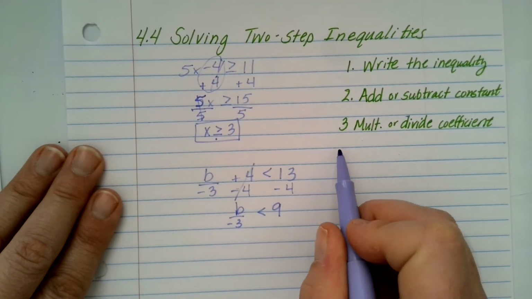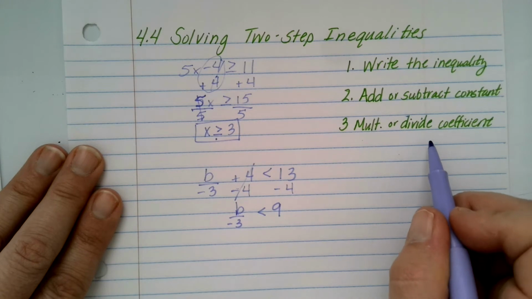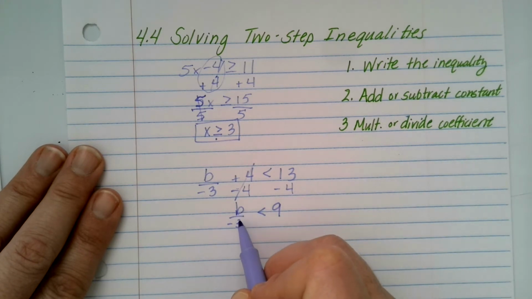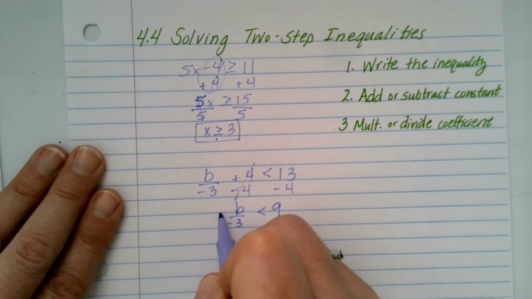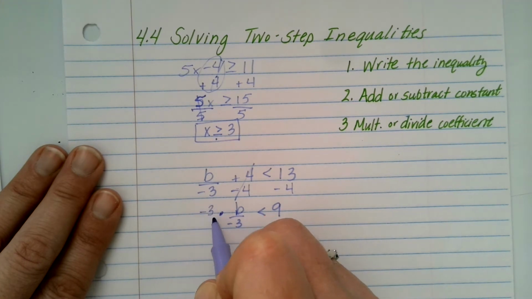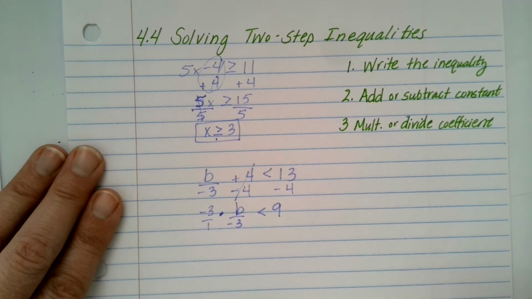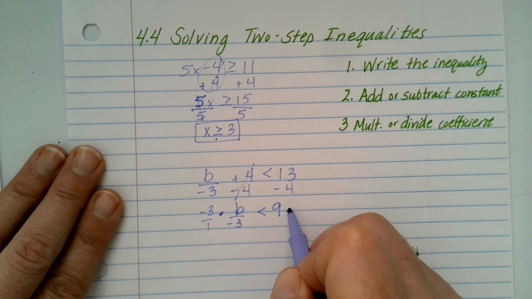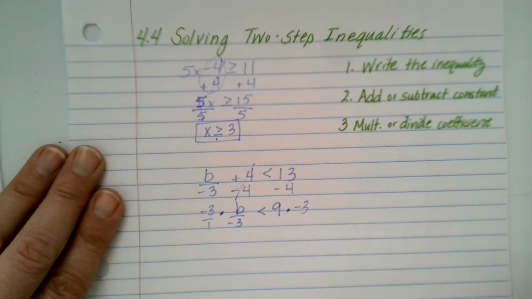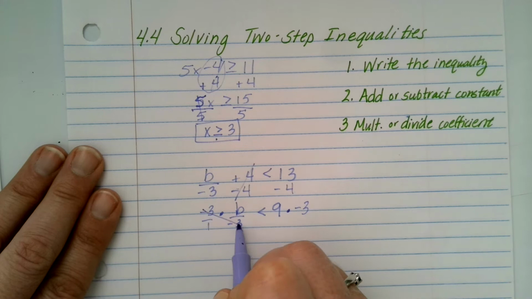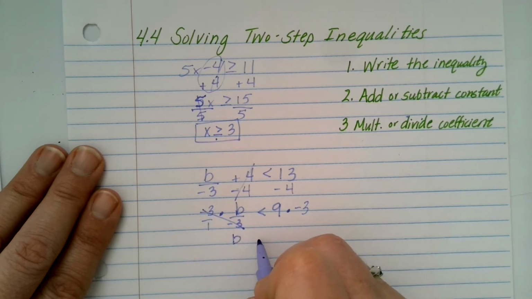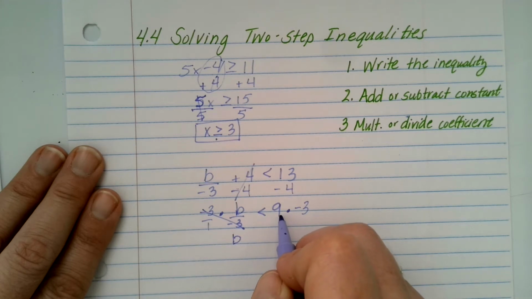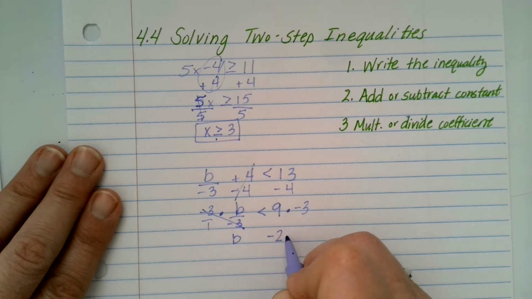Now, when it says multiply or divide by the coefficient, we are going to use the inverse operation. So if it's b divided by negative 3, the inverse of division is multiplication. So we're going to multiply by negative 3. And you can think of it as negative 3 over 1 if you want to. Whatever you do to one side, you have to do to the other. Now that's going to cancel out, and we're just going to have b. Now this is the tricky part, and over here we're going to have negative 27.